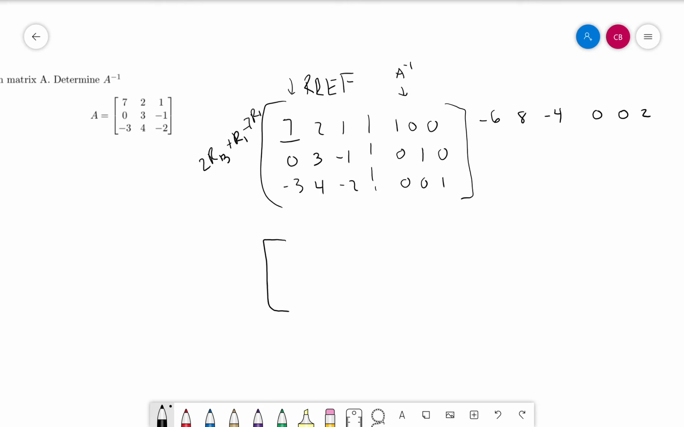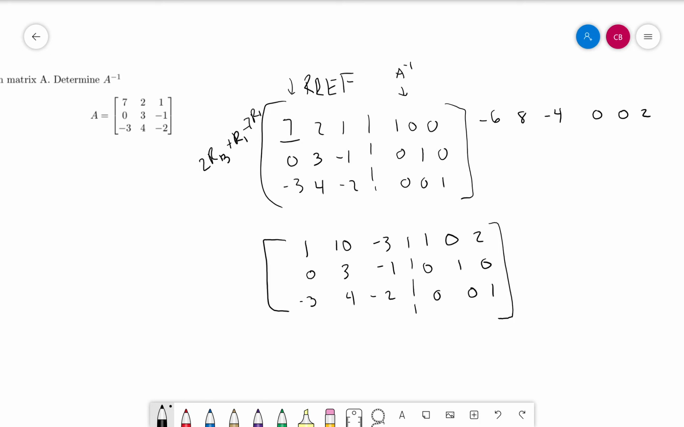Okay. So, 7 and negative 6 is 1. 8 and 2 is 10. Negative 4 and 1 is negative 3. 0 and 1 is 1. 0 and 0 is 0. 2 and 0 is 2, I'm sorry. Then 0, 3, negative 1, 0, 1, 0, negative 3, 4, negative 2, 0, 0, 1. Okay. So that's taken care of the first row so far.